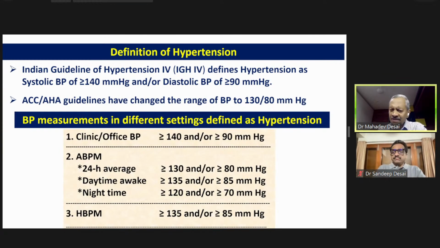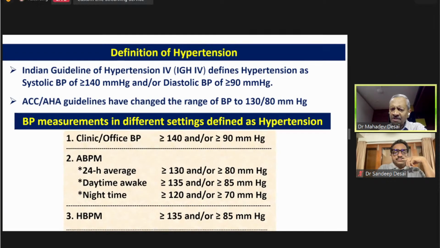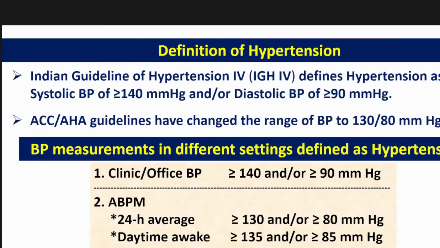The clinical office cutoff is the same as the Indian hypertension guidelines. But for ambulatory blood pressure monitoring, which we now routinely advise whenever there are one or two readings outside the range, a 24-hour average blood pressure of more than 130 systolic or more than 80 diastolic, or a daytime awake blood pressure of more than 135 or 85, or in the same way a home blood pressure of more than 135, 85, calls for the hypertension label. And at night time, more than 120 systolic or more than 70 millimeters diastolic are the readings which will define somebody as hypertensive.